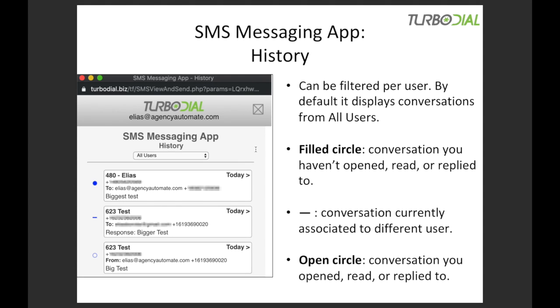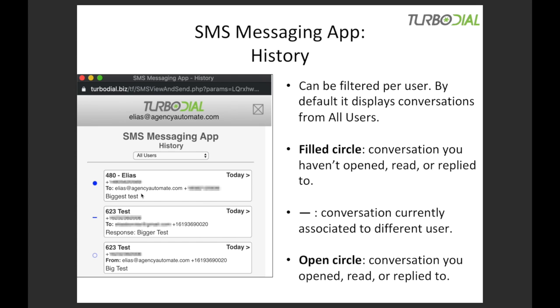Okay, so as far as the SMS messaging app history goes, by default it's going to display conversations for all users, but it can be filtered to your user. If there is a filled circle to the left of a conversation, that means that it is a conversation you haven't opened, read, or replied to.